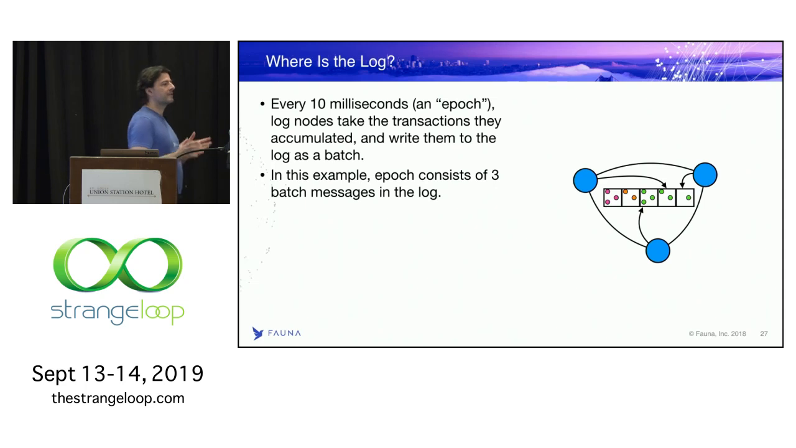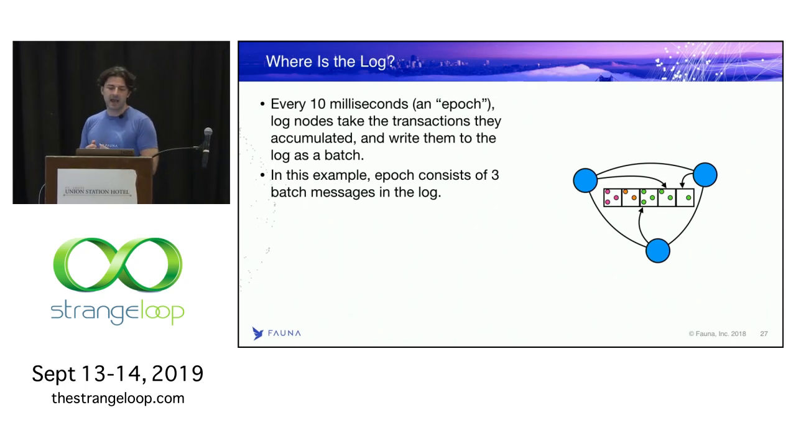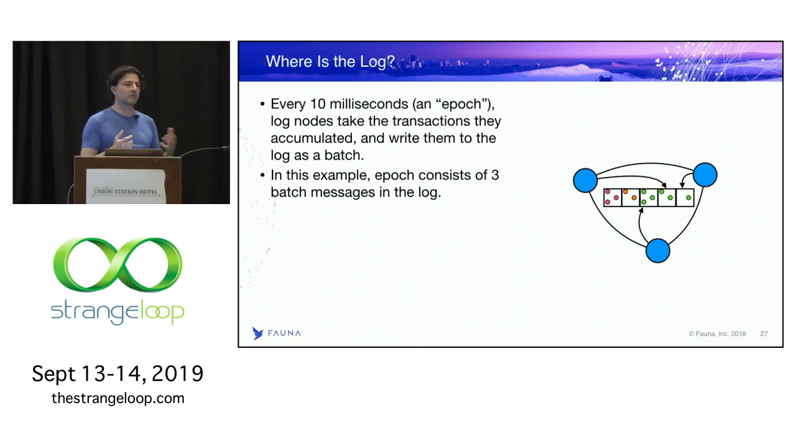Calvin protocol works in epochs. We chose an epoch to be 10 milliseconds. So what happens is that the log nodes will be gathering transactions in memory until 10 milliseconds pass. And then they will gather all the transactions they have in memory for those 10 milliseconds and write them as a single message. They will write this batch as a single message in the transaction log.